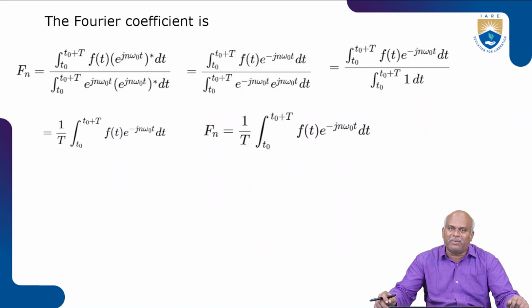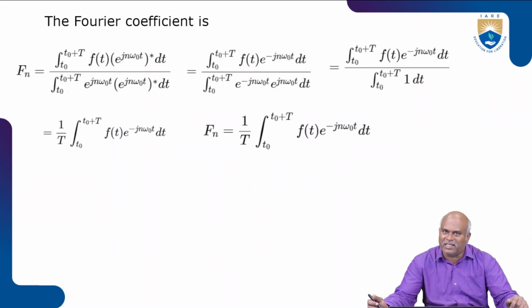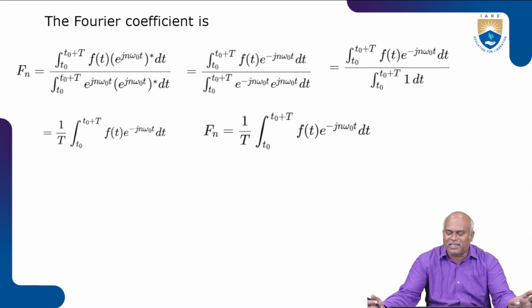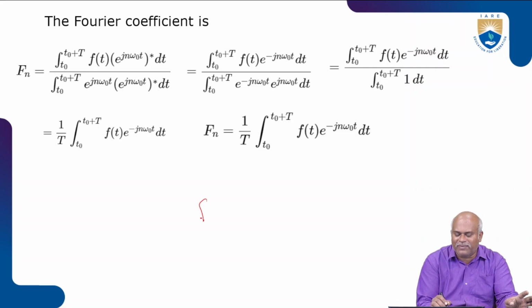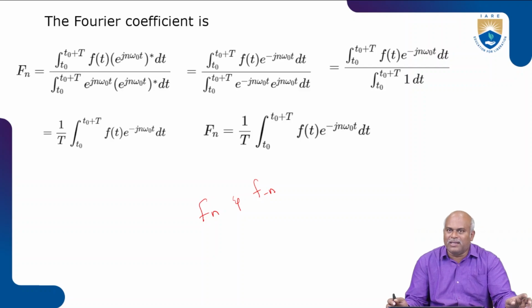Next case, we need to find the exponential Fourier series coefficient. We consider the signals as orthogonal functions. There are two different signals: one represented as f of n and another represented as f of minus n. These two are orthogonal to each other.